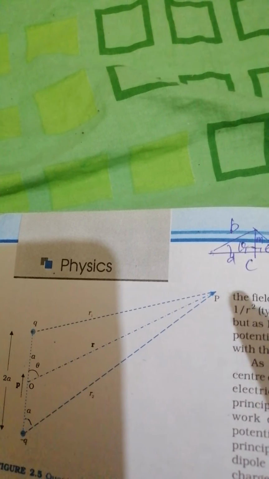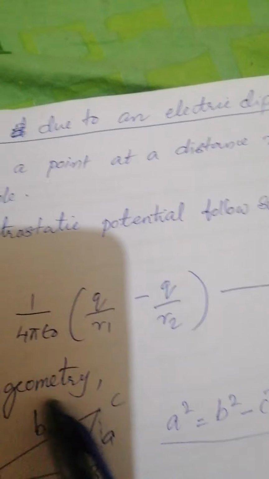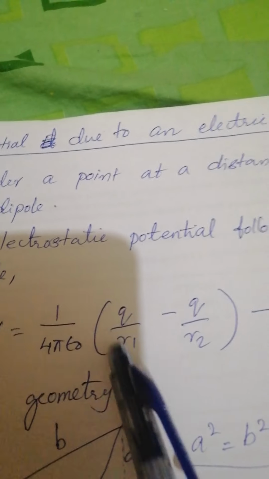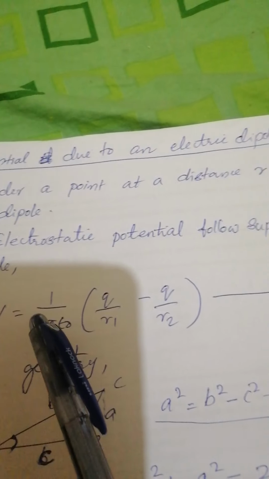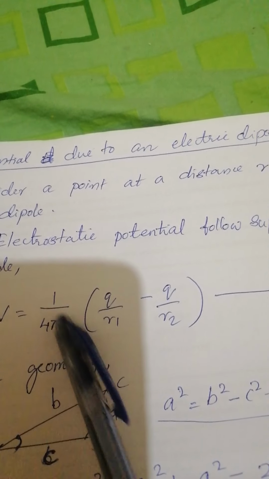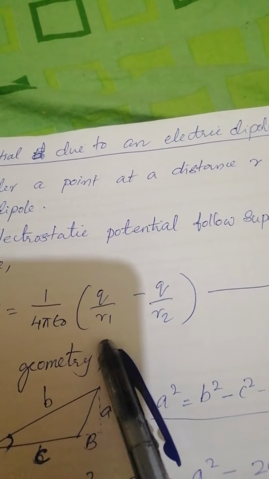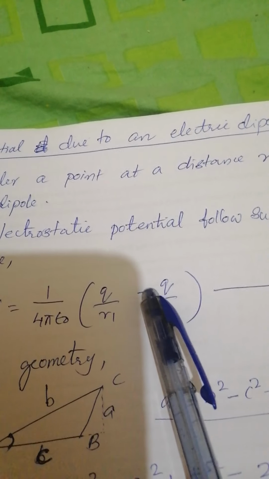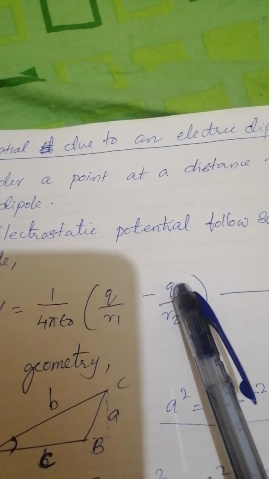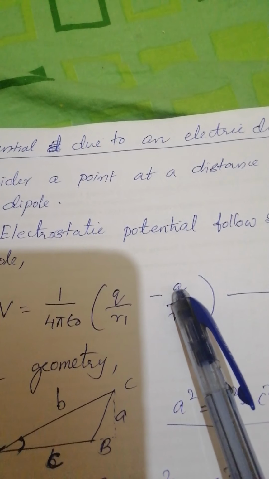We know that potential due to a charge at a point is equal to 1 by 4 pi epsilon 0 q by r. Here there are two charges, plus q and minus q. So we can write V is equal to 1 by 4 pi epsilon 0 q by r1 minus q by r2. Minus sign because the other charge is of negative sign.